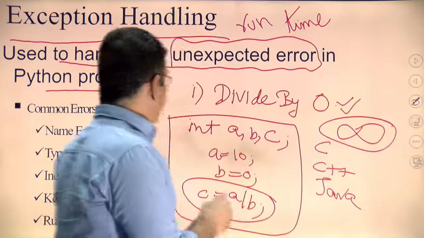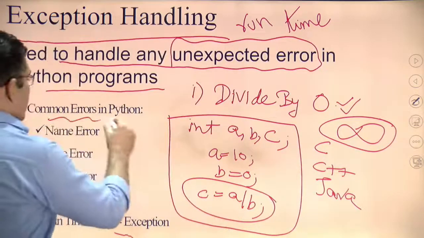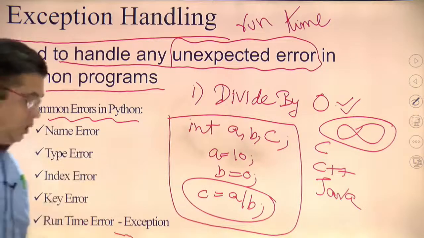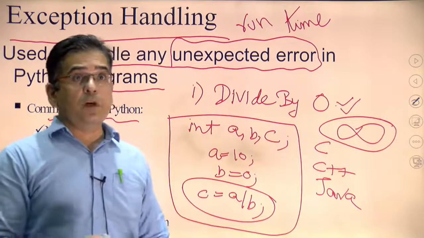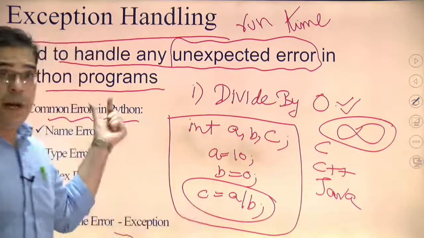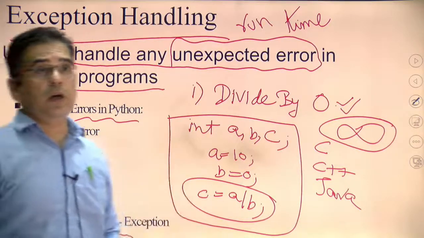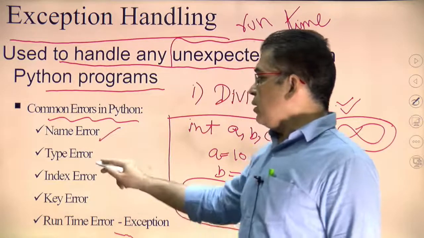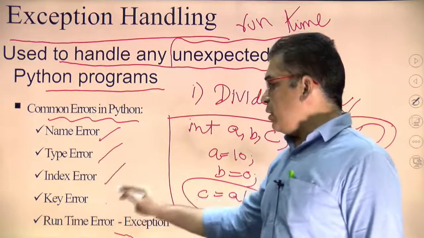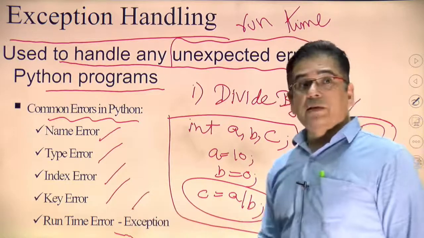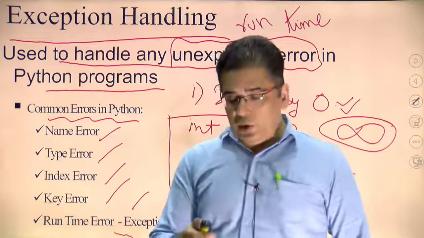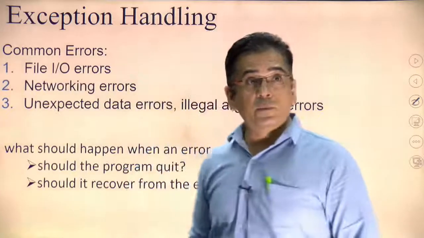Some common errors in Python I have divided into two categories. One is the common errors in Python, then we will see the detailed description of every error, what kind of runtime exceptions actually occur in Python. So the common errors in Python are name error, type error, index error, key error, or simply exception or runtime error. So now let's have a detailed description of different types of errors.